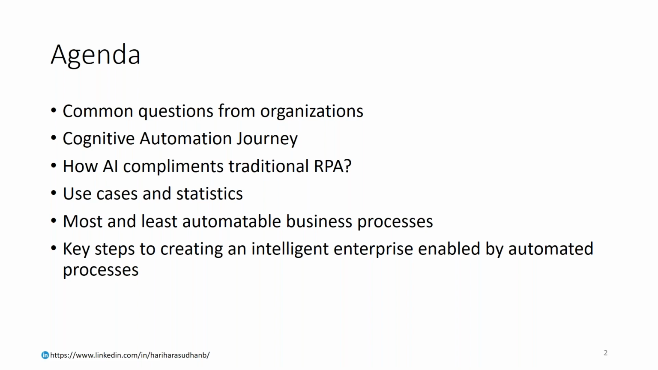Then we see some use cases and some statistics on process automation, what level of process automation, and how many percent of companies are doing cognitive automation. Then we will see one slide on the most automatable and least automatable business processes, and we will see key steps to keep in mind while implementing any of these projects. These are hard-learned steps from when we implemented projects, whatever we faced, and the best things to keep in mind before implementing.